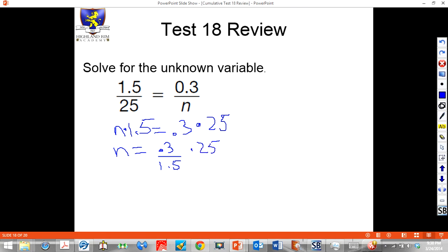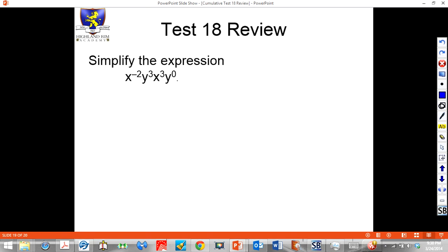which means that n is equal to 0.2 times 25, which is equal to 5. And that's your answer. It's not that hard. Don't make these problems any harder than they are. Just go and figure out what you're doing, make it simple.